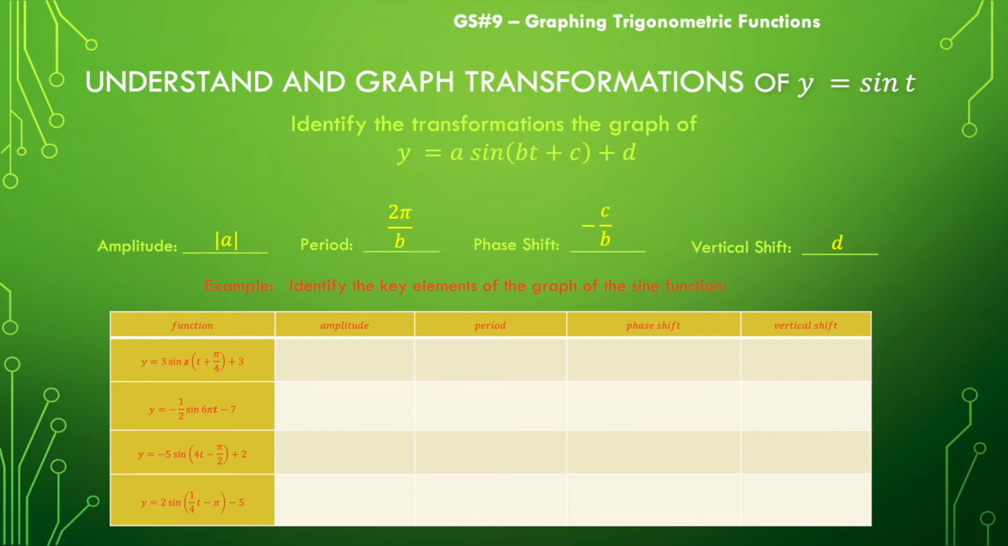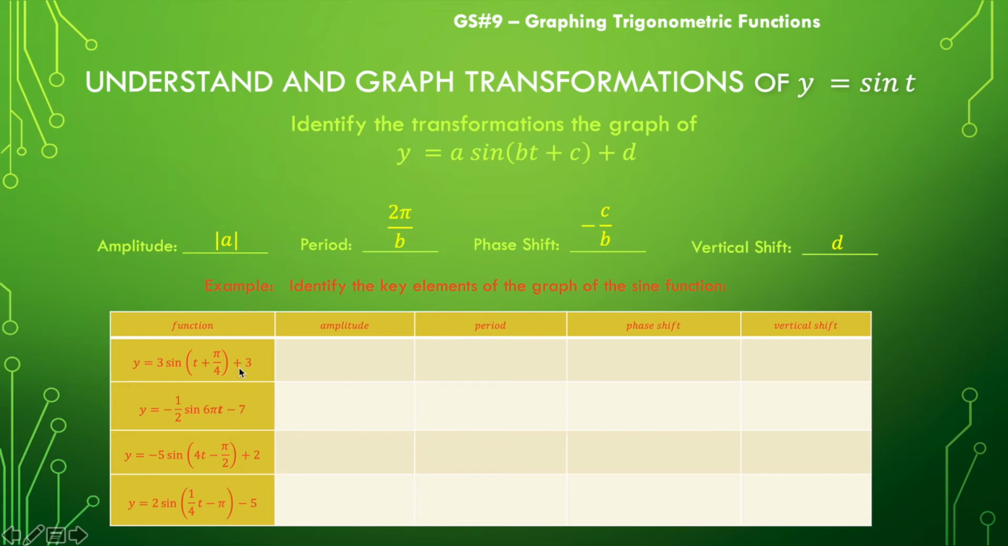So let's take a look at this table. And this table has 4 different functions of sine that have been transformed. And we are going to pull the appropriate pieces from the functions here. So we're going to identify what's going on. So remember, let's look at this first function right here. y is equal to 3 times the sine of the quantity t plus pi over 4.